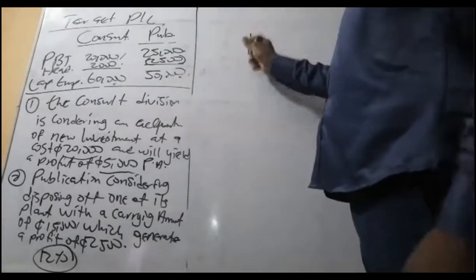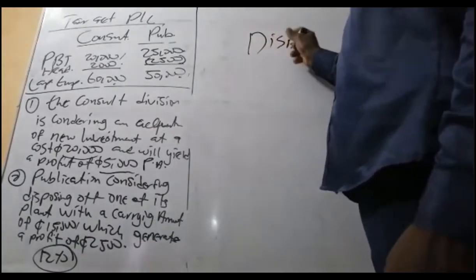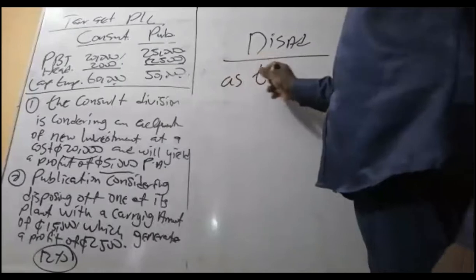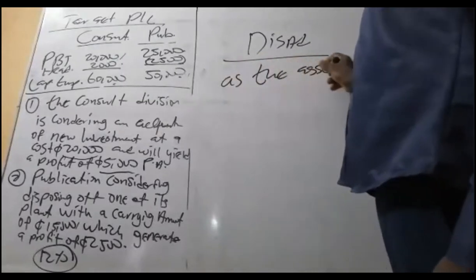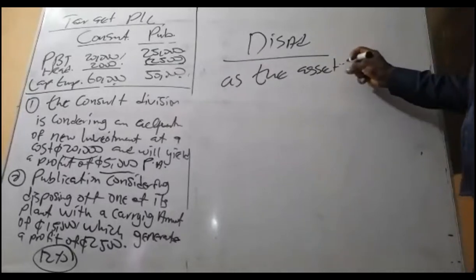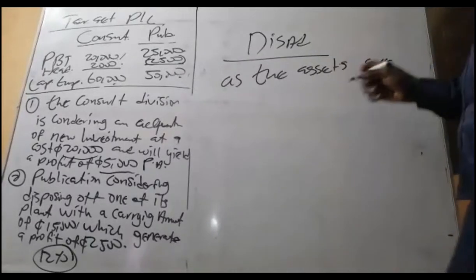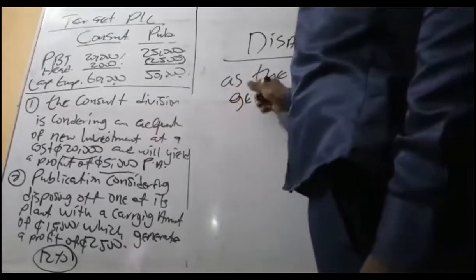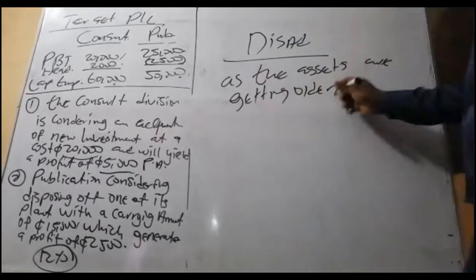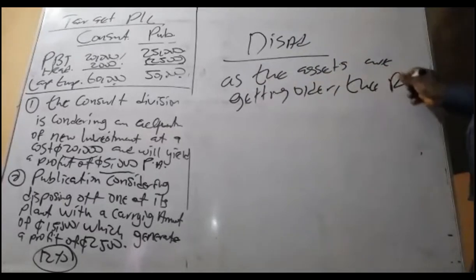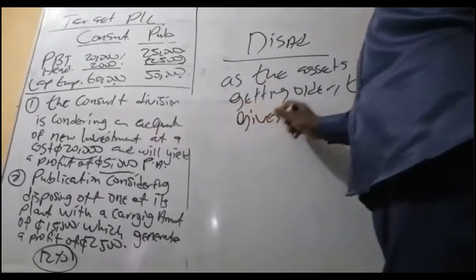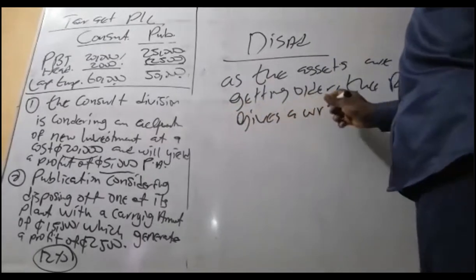Now, disadvantage. We said that as the assets are getting older, the ROI, that's the return on investment, gives a wrong impression.